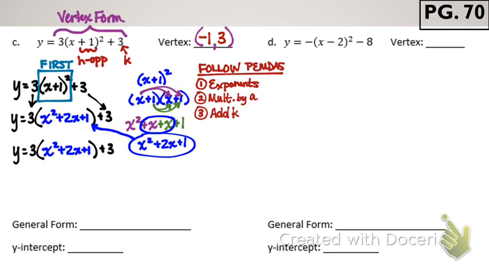After I do the exponent step, I need to distribute. What am I going to distribute to? Yep, I'm going to take this 3 and distribute only to these pieces here inside. It does not get distributed to that plus 3 at the end. So I would have 3x squared plus 6x plus 3, and then I still have this plus 3 that comes straight down.